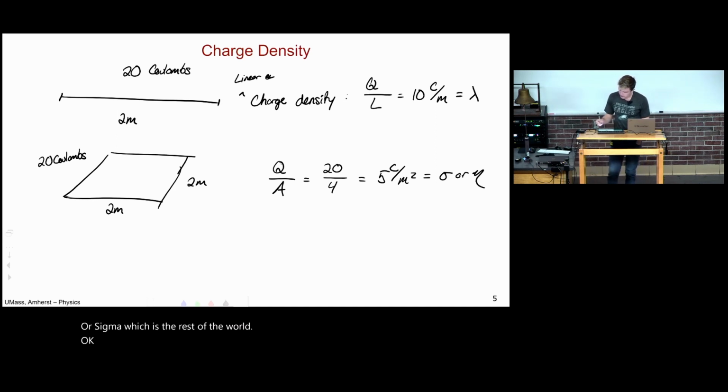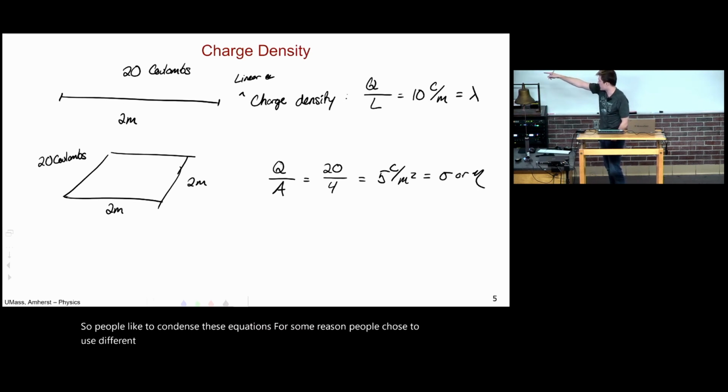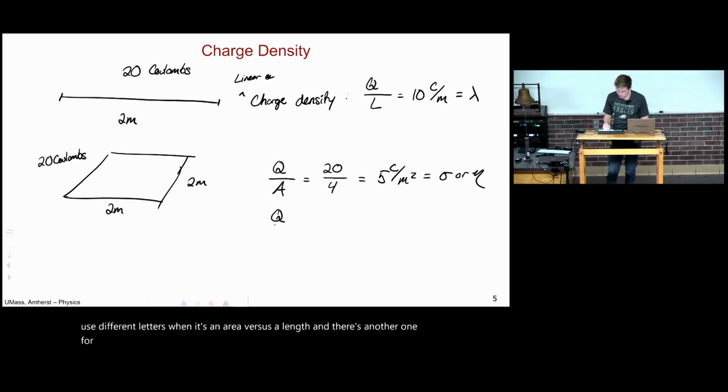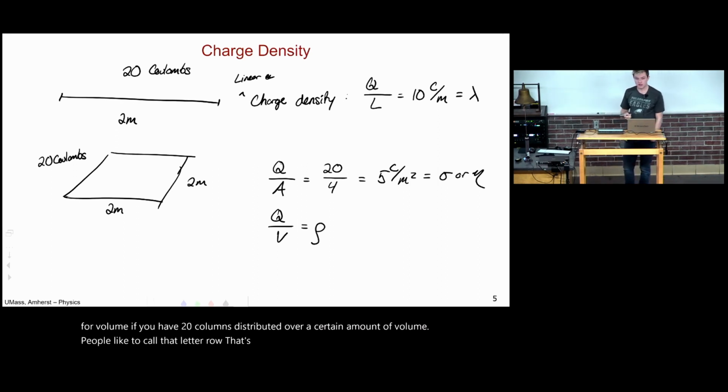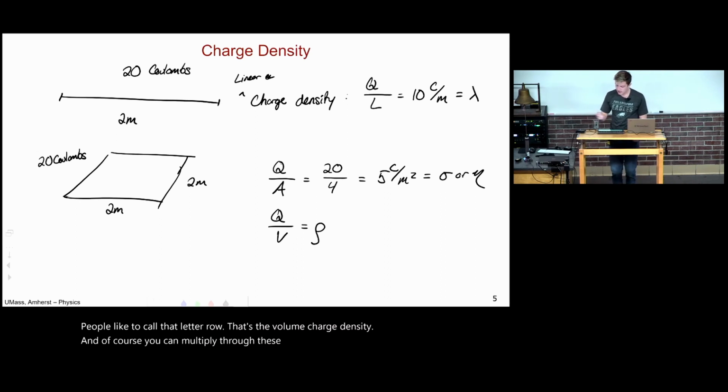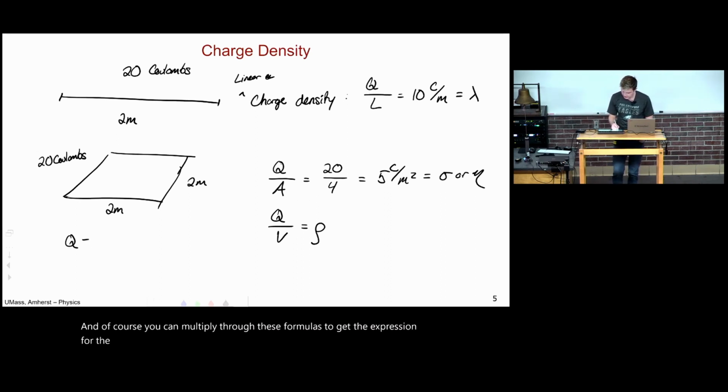OK, so people like to condense these equations. For some reason, people chose to use different letters when it's an area versus a length. And there's another one for volume. If you have 20 coulombs distributed over a certain amount of volume, people like to call that letter rho. That's the volume charge density. And of course, you can multiply through these formulas to get the expression for the total charge on an object in terms of its charge density. So again, I'm just multiplying over by the denominator.